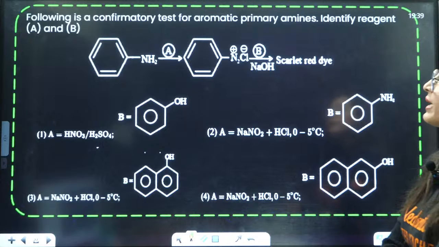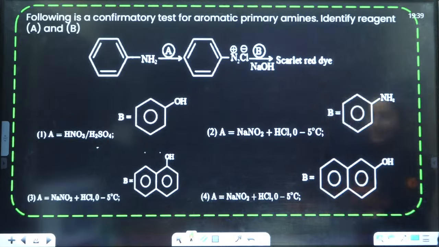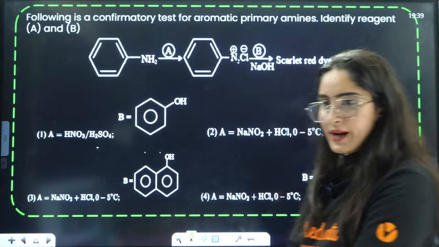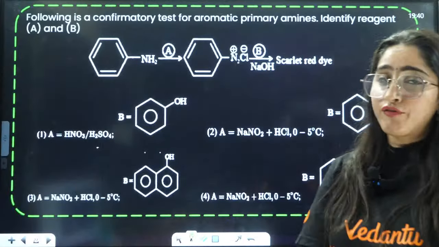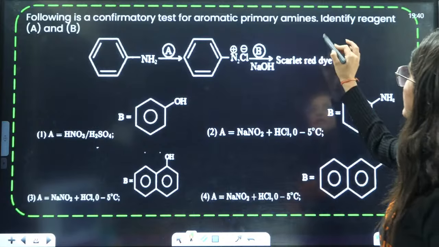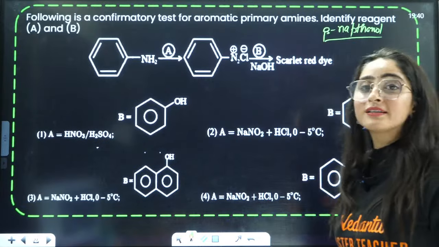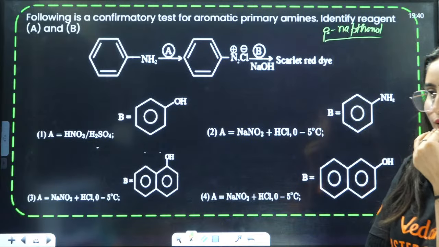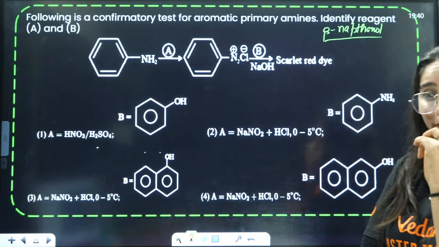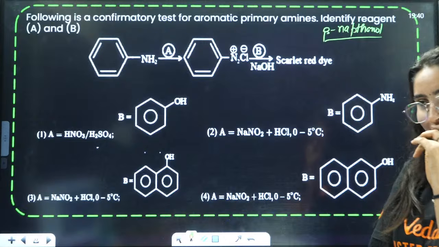Next question, everybody in the chat box. Which of the following is a confirmatory test for aromatic primary amines? Identify reagent A and B. I don't expect you to answer this, because I told you that we will do this in the questions. If you have revised it, I'll give you a hint: that is beta naphthol. Here azo dye is formed and beta naphthol is used. I know the confusion will be between 3 and 4 only.